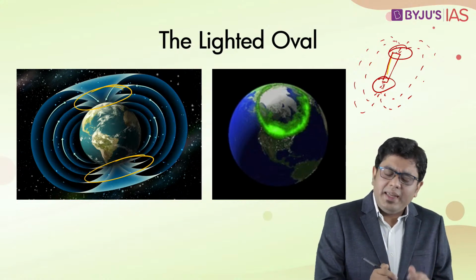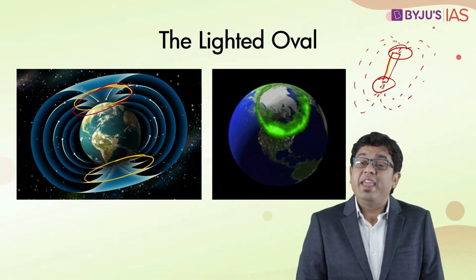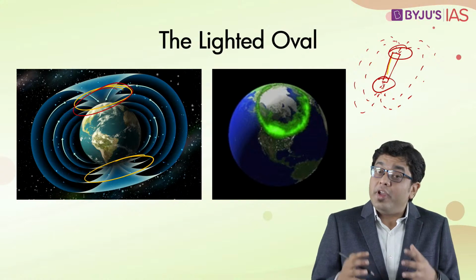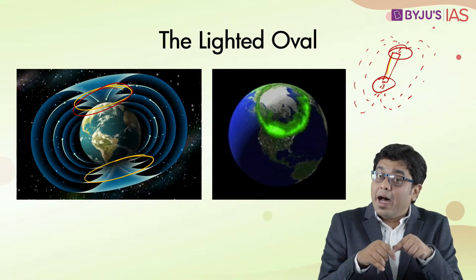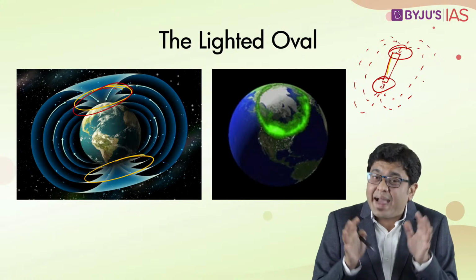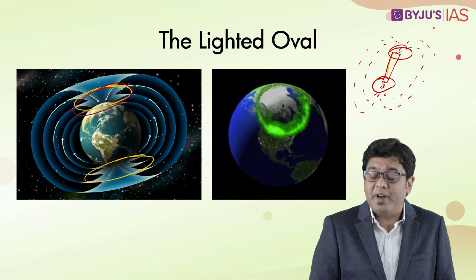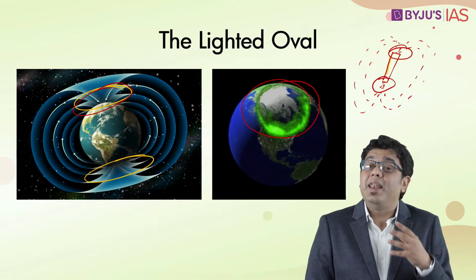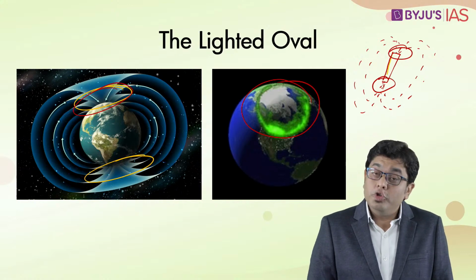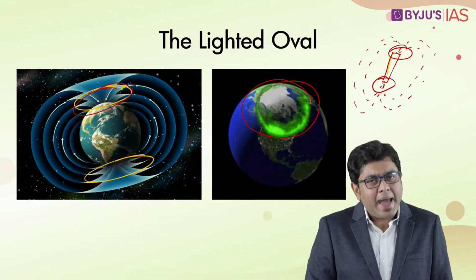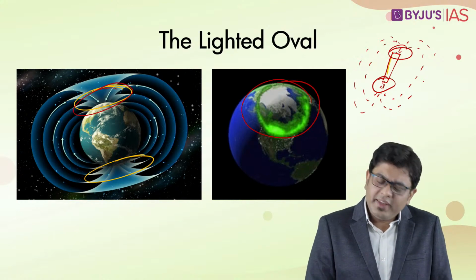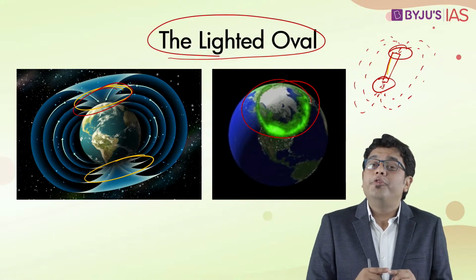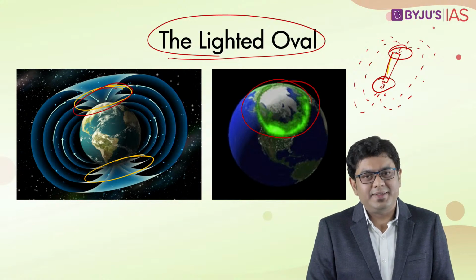Now, we have seen that around the region of the poles, we have the maximum density of magnetic lines of action. So it is no coincidence that around this region, where you find the maximum number of magnetic field lines, it is in these regions that the Earth's atmosphere gets lighted up now and again due to the presence and bombardment of matter coming out from the sun. This is what is also represented as a lighted oval, or the oval of northern and southern lights.